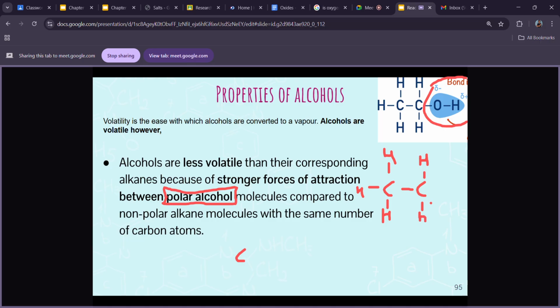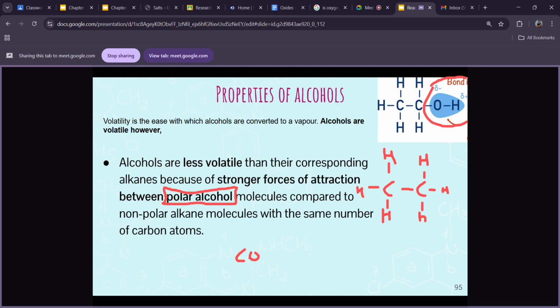I'm just going to repeat it once more. The alkane is more volatile than the alcohol because the alcohol has a very strong force of attraction inside the hydroxyl group. That's it shortened in one sentence. As you can see, this alkane doesn't have any hydroxyl group, so it would be more volatile.